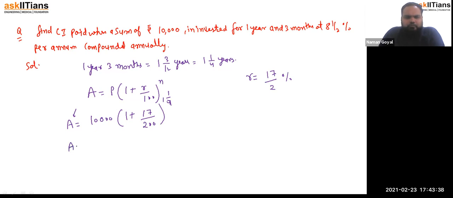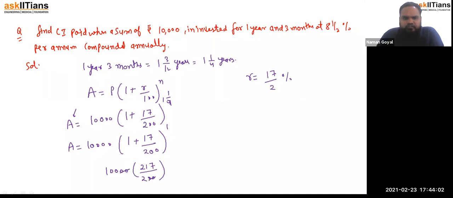So for 1 year, the amount will be 10,000 into (1 plus 17 by 200) to the power 1, right? If you solve this, you will get 10,000 into 217 upon 200. 20 will be cancelled out, and it will be cancelled by 50 times. So how much do you get? 50 into 217. If you solve this, you will get 10,850.